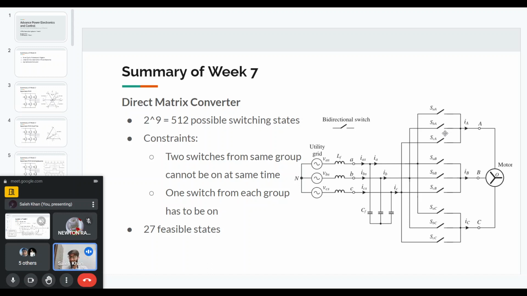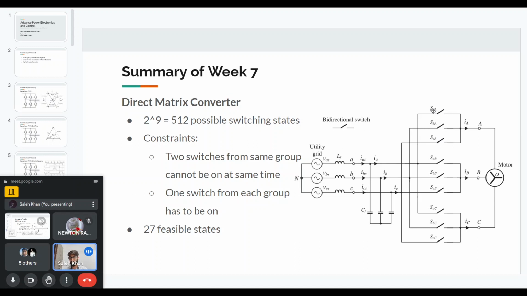But in an actual matrix converter, we don't use this many states, because we have two constraints. The first constraint is that two switches from the same group cannot be on at the same time. For example, if we have the A phase output group, two switches from this cannot be on at the same time. Why is that? Because if we turn on more than one device in each group, we will basically short the input side.